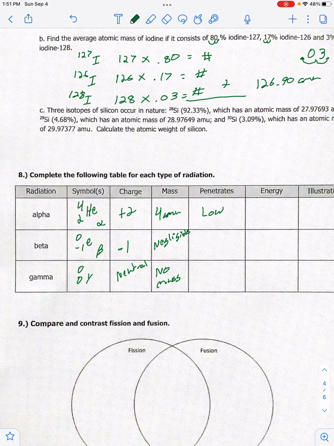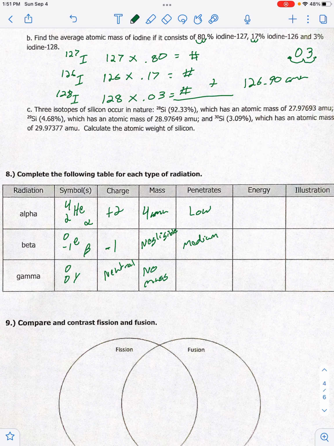Now versus a beta, this one's gonna have medium. Okay, it takes a little bit more. Okay, and I can go back to alpha real quick. A simple paper can stop alpha. Okay, so it does not take much. Now beta, think of it like a baseball, like 110 mile an hour fastball it's coming. Okay, so it's got more energy, it's smaller, so it's gonna take a little bit more to stop it. So a sheet of aluminum can stop that.